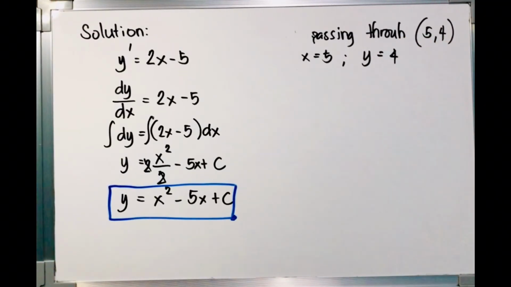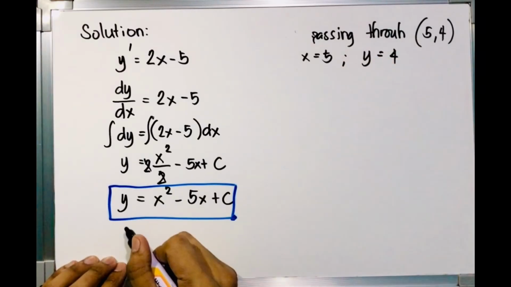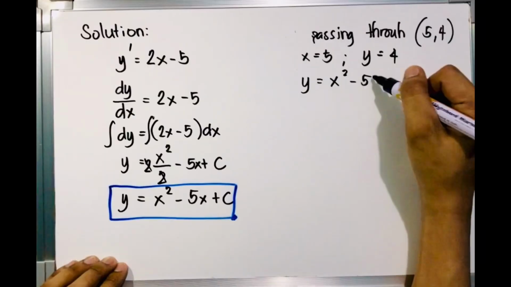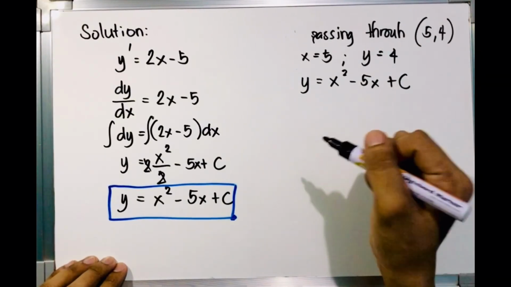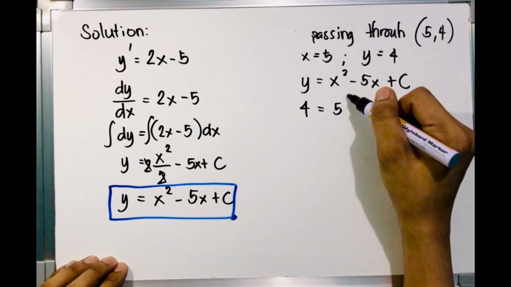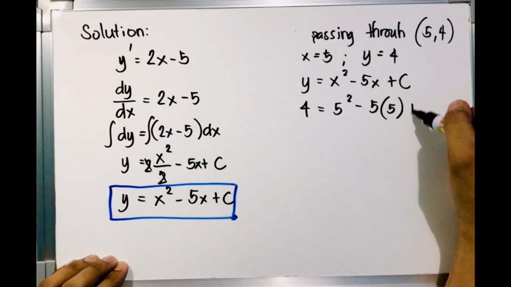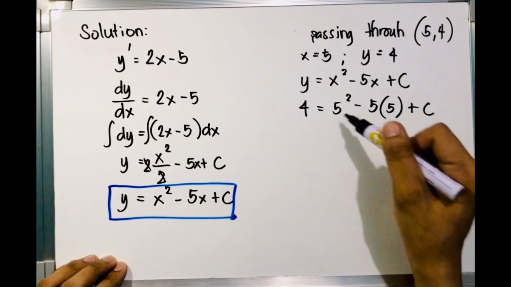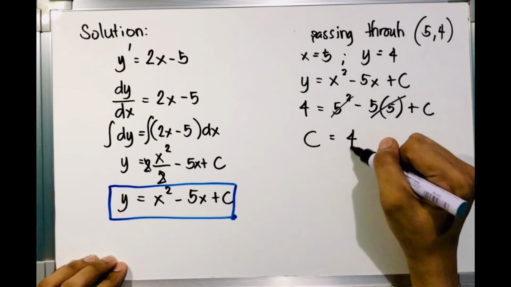So, gagamitin natin yung equation, galing dito, y is equal to x squared minus 5x plus c. Substitute lang natin yung value ng x and y. So, we have 4 for y is equal to 5 squared minus 5 times 5 plus c. So, kung makikita natin, 5 squared and then 5 times 5, mawawala na din yung mga yan. And therefore, your c is equal to 4.